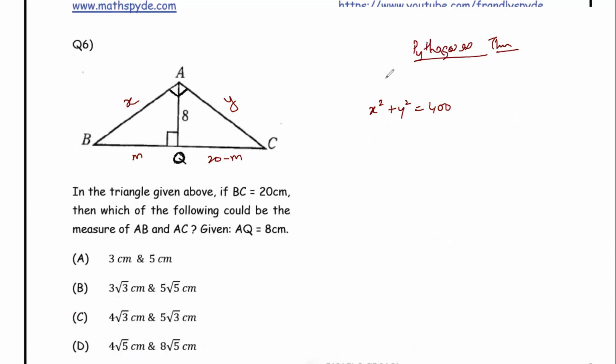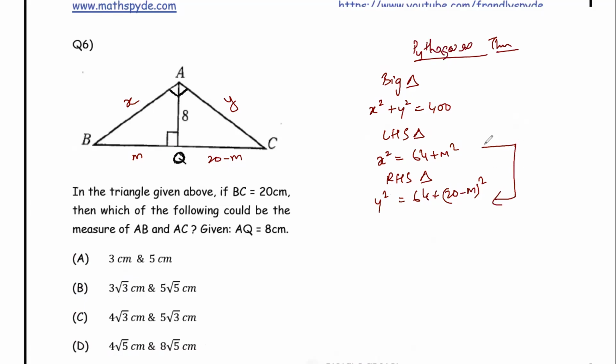We know on the left hand side triangle, x square, the hypotenuse, is 64 plus m square. And the right hand side triangle, we know y square is equal to 64 plus 20 minus m, the whole thing squared. So when we add these two equations, we get x square plus y square is equal to 64 plus m square plus 64 plus 20 minus m square.